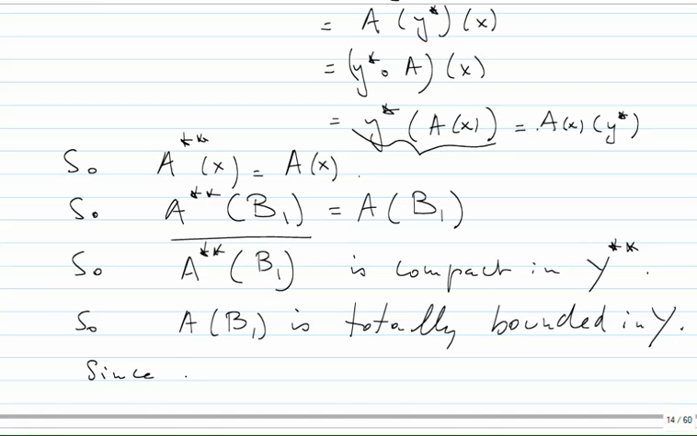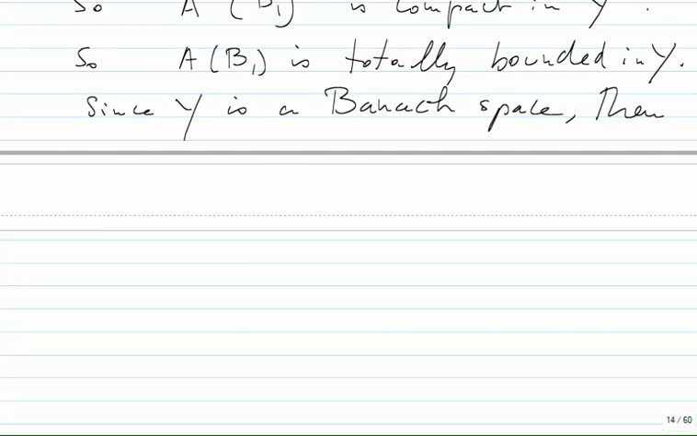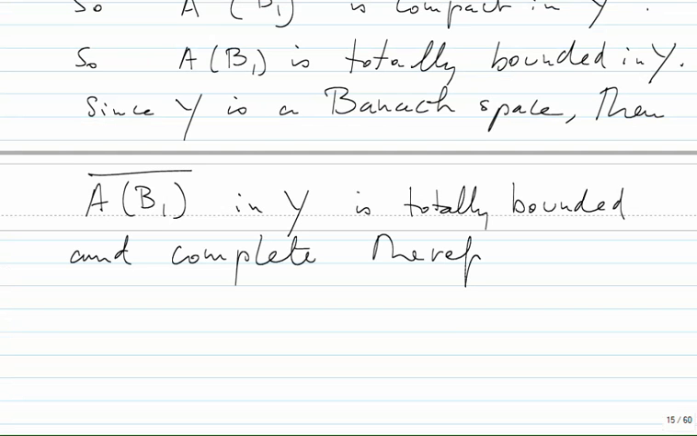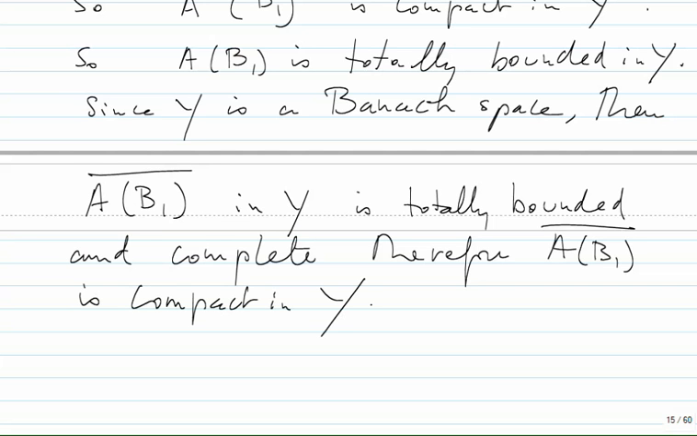Since Y is a Banach space, this is where we use that it's a Banach space, the closure in Y of A of B1 is totally bounded and complete. Therefore A B1 is compact in Y. So, very interesting to see how we can get this property. We have to be extremely careful. Of course, if y is reflexive, then y double star is equal to y, and therefore the conclusion is obvious, that the compactness of A star will imply the compactness of A.